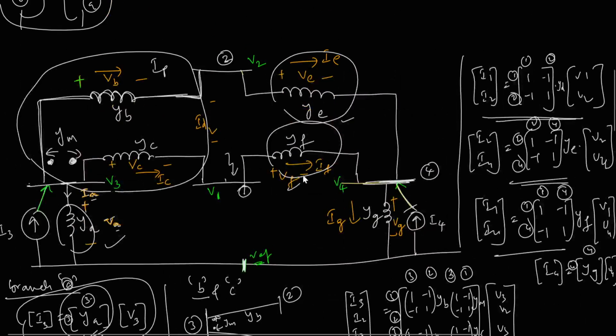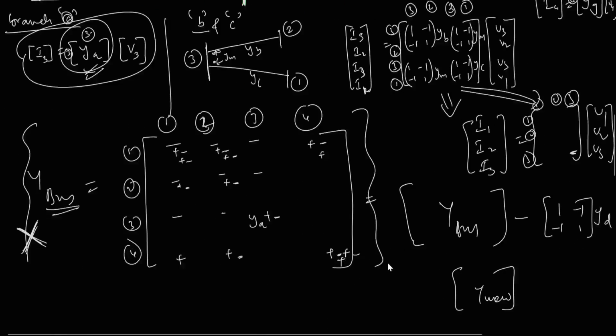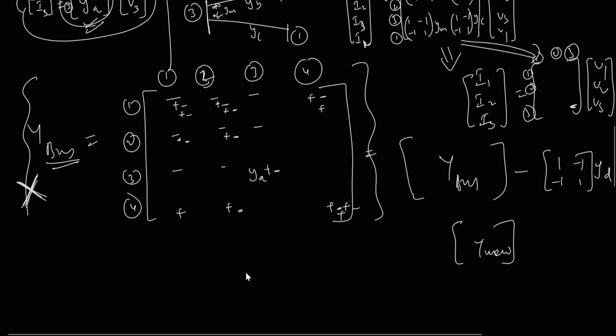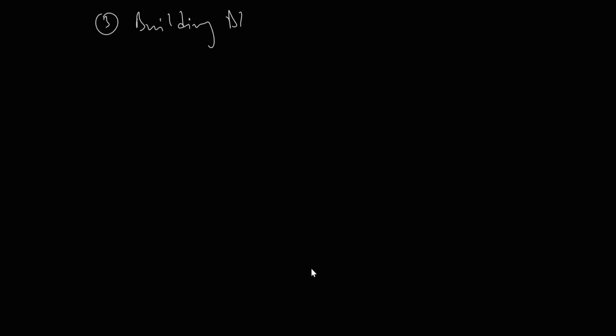Okay, so similarly, if I remove any branch, you write down the building block for that, and just subtract that block from the existing Y bus to get the new Y bus. That is the conclusion of the third method. Okay, what is the third method? I have introduced the building block method, but this is only to modify the Y bus, not for completely building the Y bus. Now I will take 2 minutes quickly and finish up this Y bus formation.